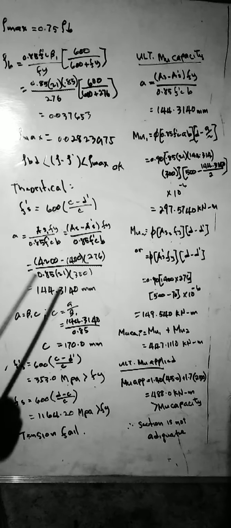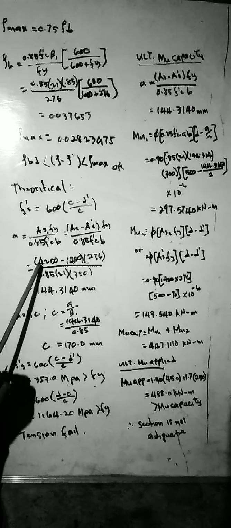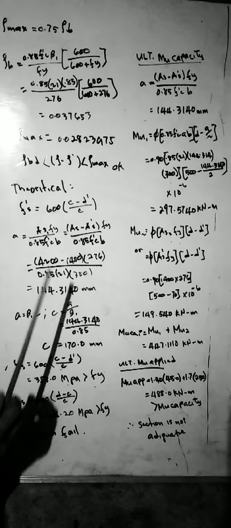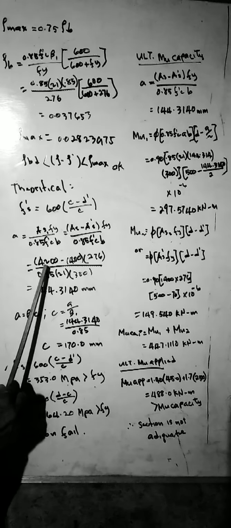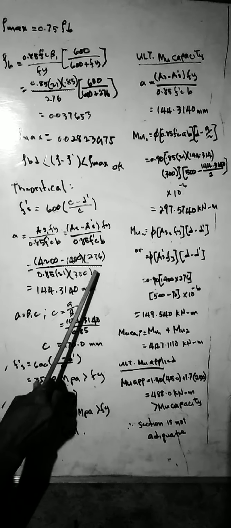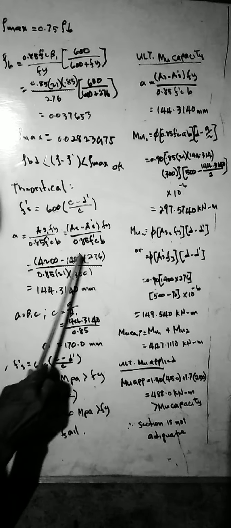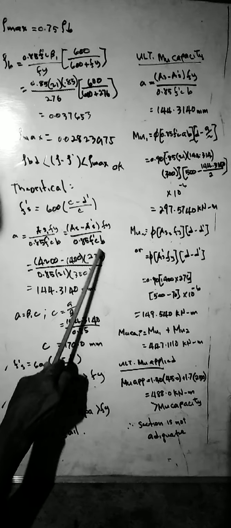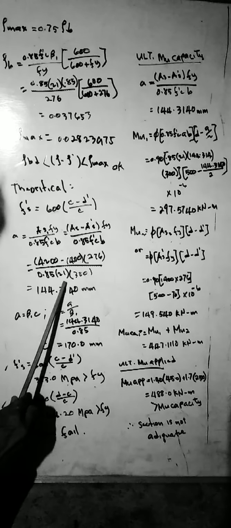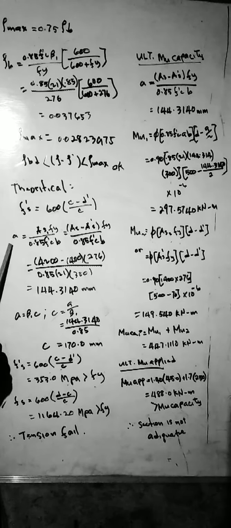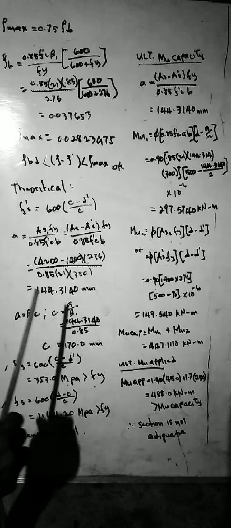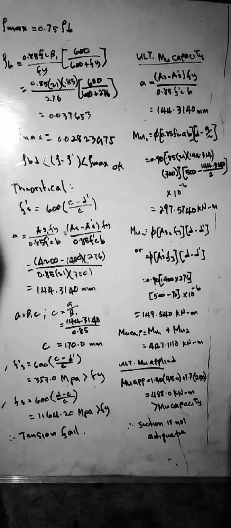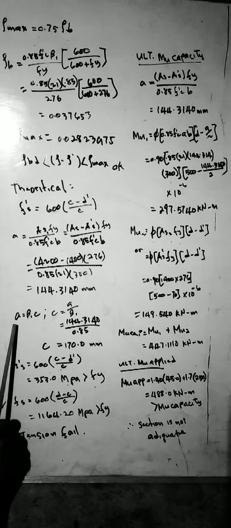And we have the value of this: 4200, as we computed from the previous slide, minus 1400 times this f_y, divided by 0.85 f'_c b. This will give us the value of a as 144.3140 millimeter. This is the formula of that.